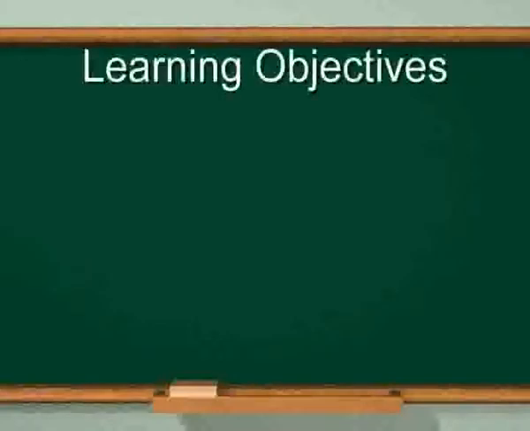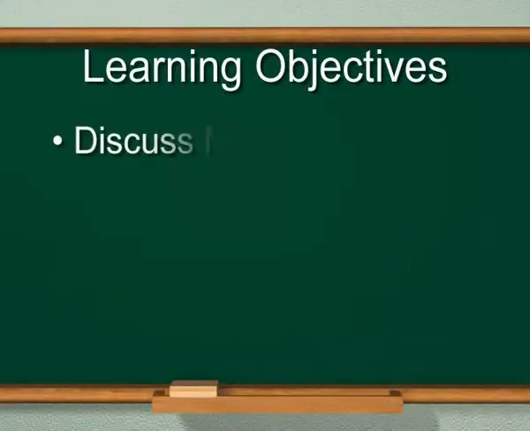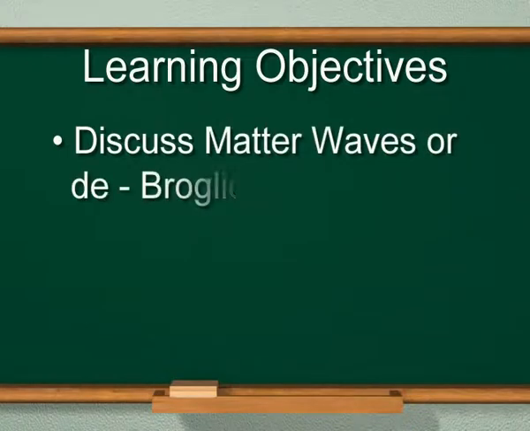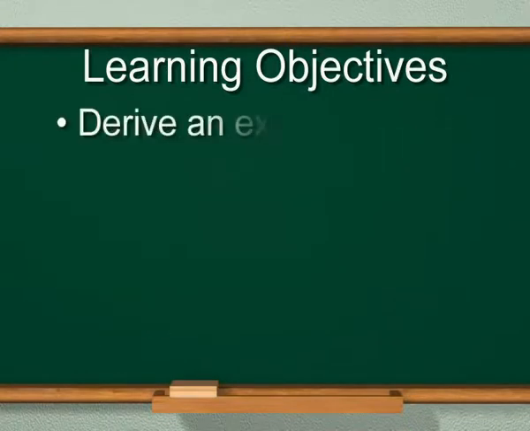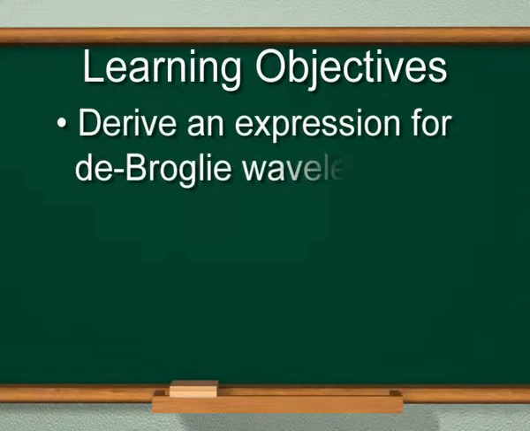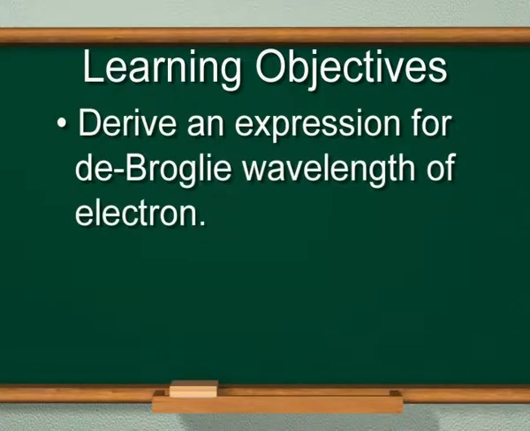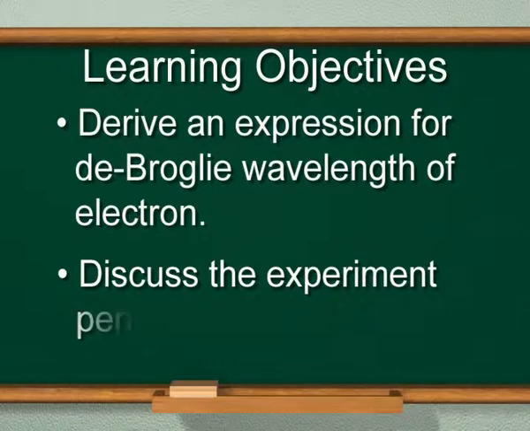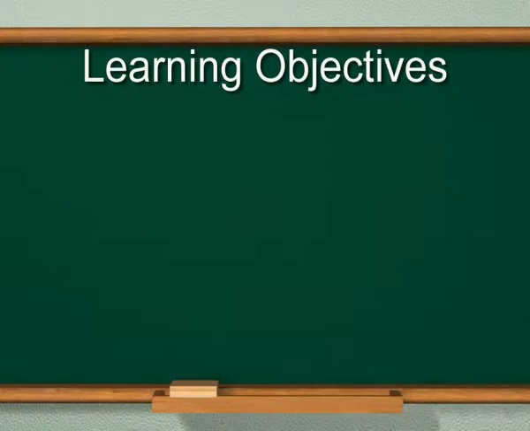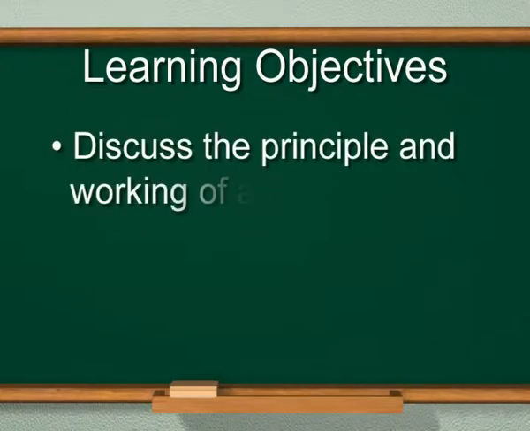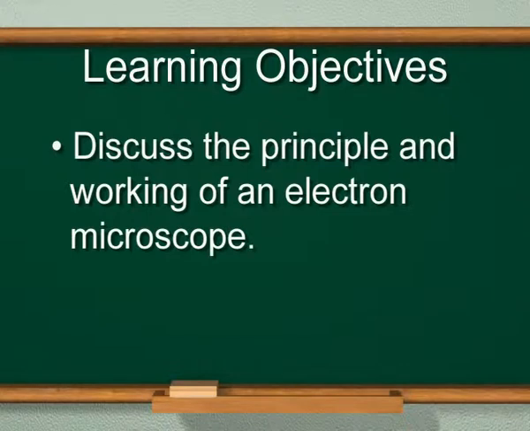On completion of this topic, learners will be able to discuss matter waves or de Broglie waves, discuss the particle nature of light, derive an expression for de Broglie wavelength of electron, discuss the experiment performed by Davison and Germer, discuss the principle and working of an electron microscope.